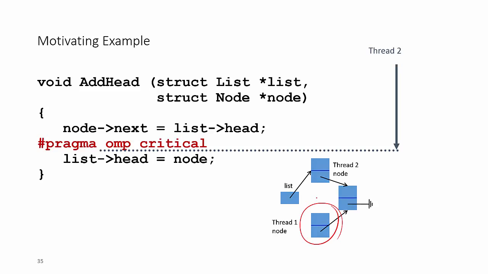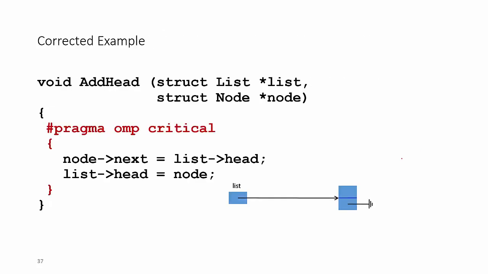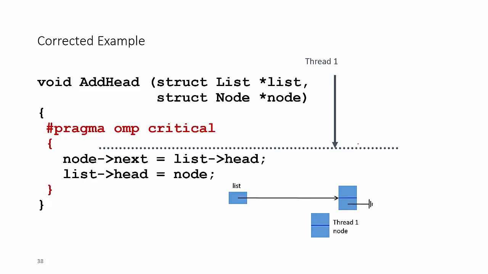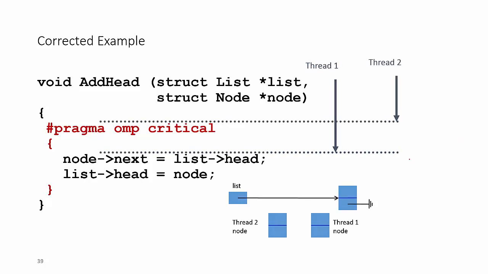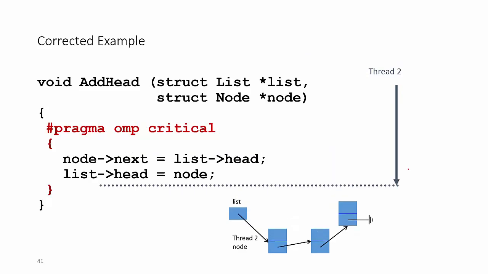This node here is left dangling. So in order for this to work, you need to protect both the read and write accesses here. So we put the critical region across both of these statements, the reading of the head and the storing of the head. Okay? This means when thread 1 comes here, it can finish putting the stuff in the list, and thread 2 has to wait until thread 1 finishes, and then thread 2 can finish, and then we have a real linked list with all the elements in place.